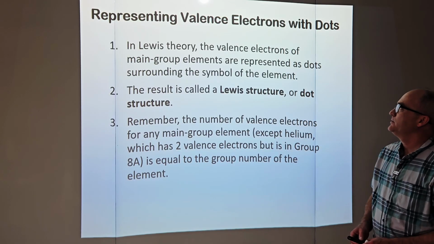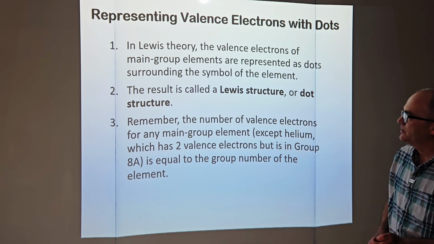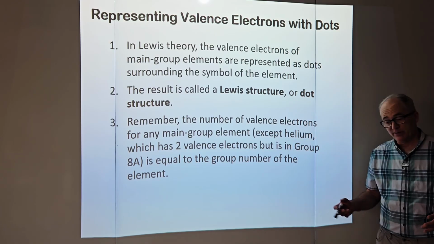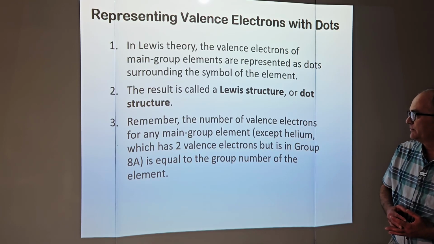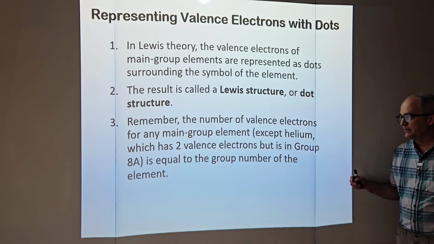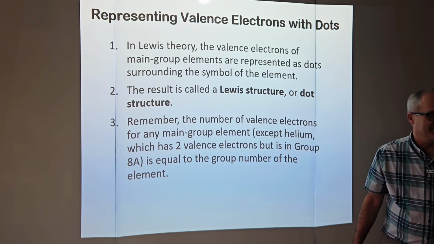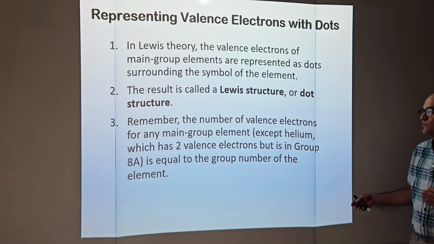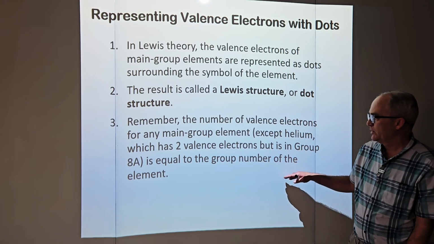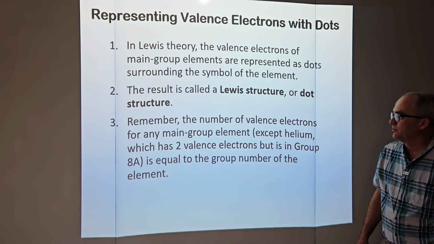In Lewis theory, the valence electrons of a main group element are represented as dots around the symbol of the element. Hopefully you can tell me from looking at the periodic table how many valence electrons a given element might have. It says here for any main group element except lithium, helium, and hydrogen. Hydrogen has how many valence electrons? Yes, 1, and helium has 2. For the most part, the number of valence electrons is equal to the group number of that element, the Roman numerals on that periodic table over there.